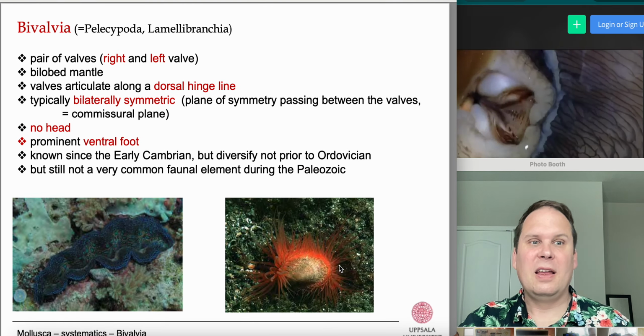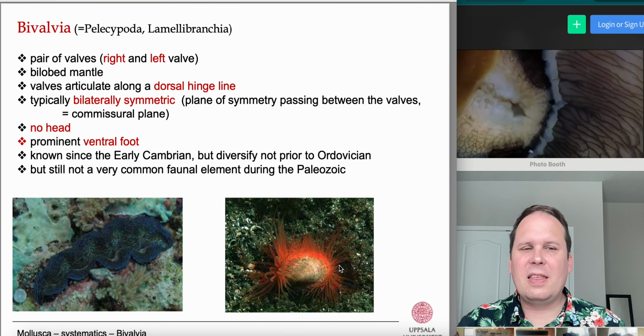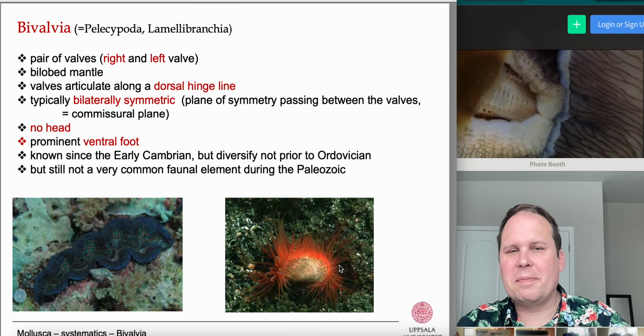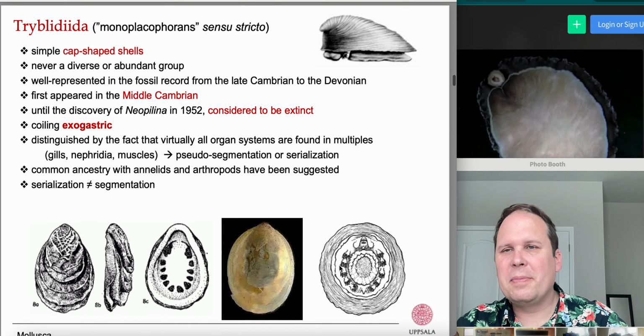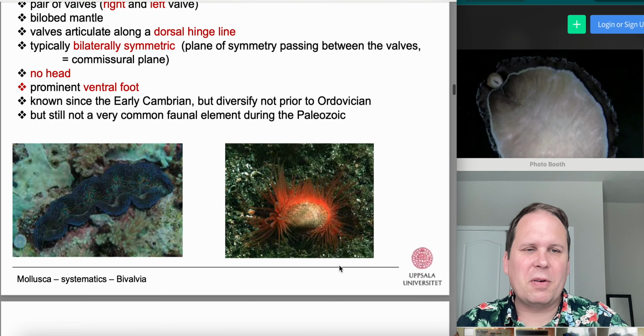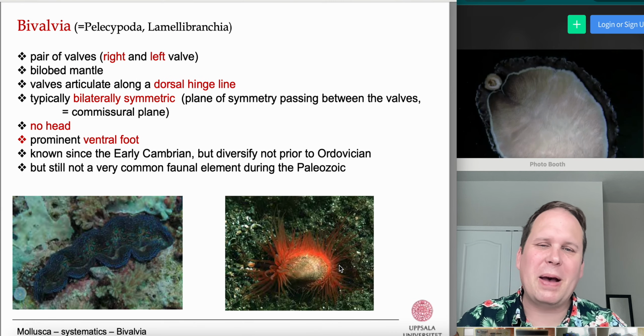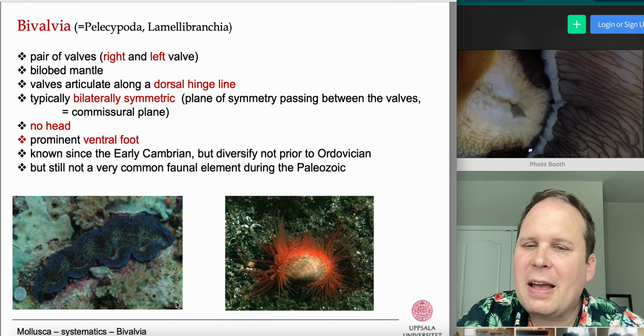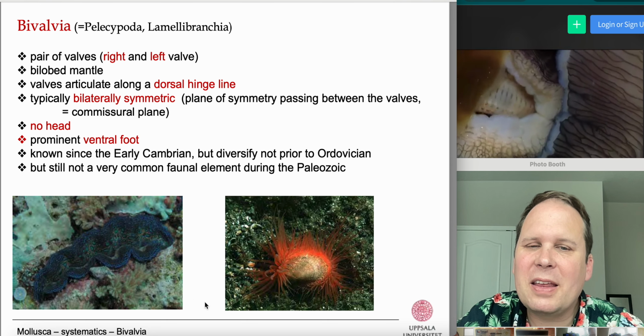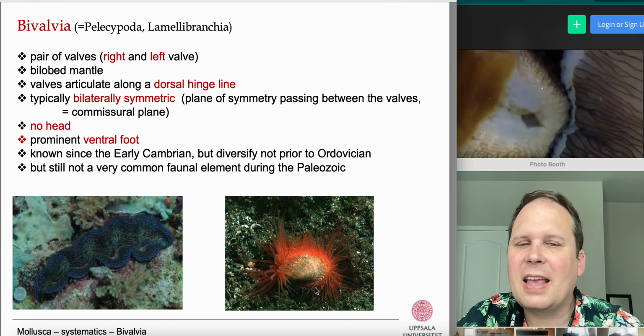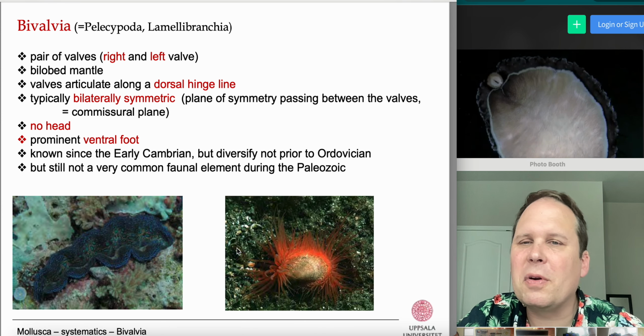Okay, next group. So we've done the monoplacophora, which are also called Triblidida, and we've done the polyplacophora, and we've done the gastropods. So now let's do the bivalves. And here's some bivalves. There's a nice giant clam down here, and that's probably a fire scallop. I don't know. It's a weird angle for it.